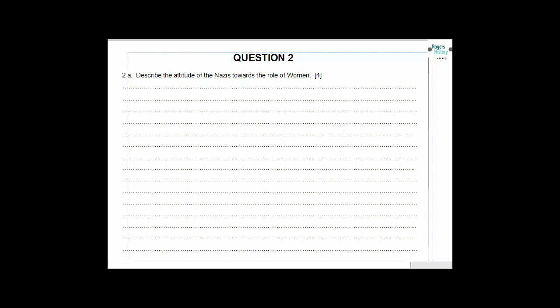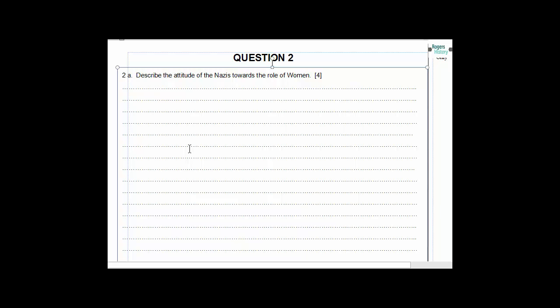A really good way of starting this answer is using the words from the question. So, starting off with something along the lines of "the Nazi attitudes towards women were", and then starting to talk about those attitudes. You need to include specific factual details to get maximum marks here.